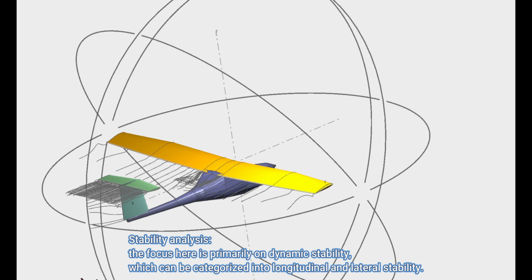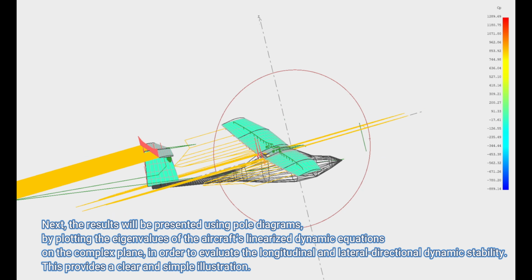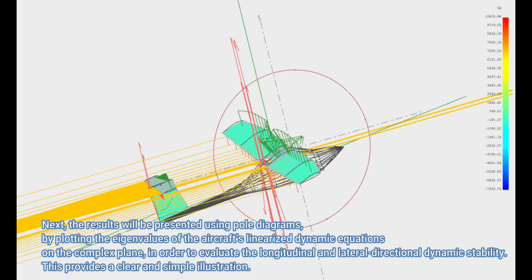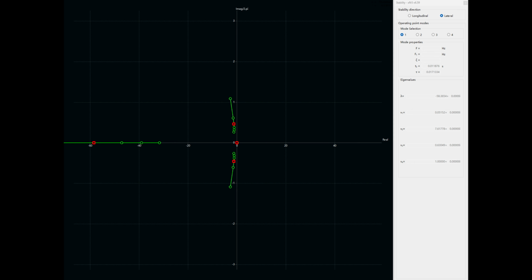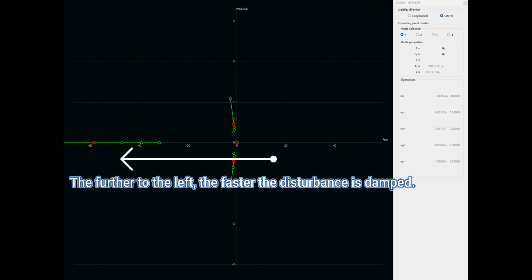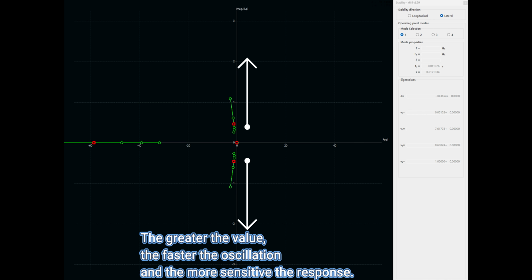Based on the previous calculations, we perform longitudinal and lateral stability analyses with both the main wing and the tail set at an incidence angle of 1 degree. Here, we use a pole map plotting the eigenvalues of the linearized aircraft dynamic equations on the complex plane. The horizontal axis represents the real part of the eigenvalues, indicating disturbance damping. The further to the left, the faster the damping. The vertical axis represents the imaginary part of the eigenvalues, which corresponds to oscillation frequency. The larger the absolute value, the faster the oscillation.